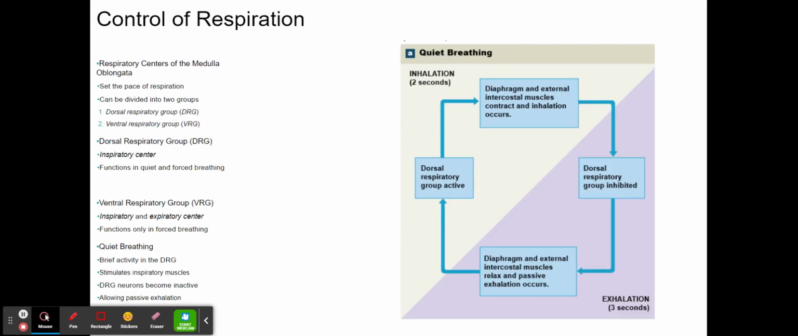Each respiratory rhythmicity center can be subdivided into a dorsal respiratory group, or DRG, and a ventral respiratory group, or VRG. The DRG is chiefly concerned with inspiration, whereas the VRG is primarily associated with expiration. The DRG functions in every respiratory cycle, whether quiet or forced. The DRG's inspiratory center contains neurons that control lower motor neurons innervating the external intercostal muscles and the diaphragm. The VRG functions only during forced breathing.